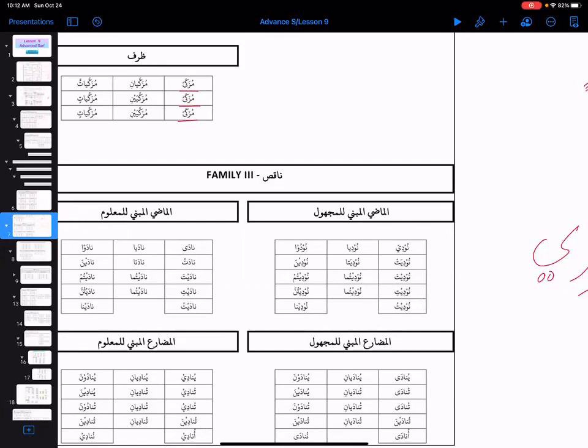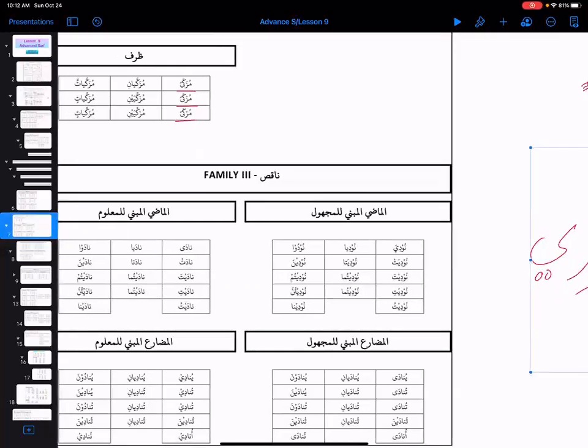Some maf'ul will be munadan, and some fa'il is munadin. So nadi plus nadi: munadin is basically the fa'il, and munadan is the maf'ul. And the zarf would be the same, munadan, right? Munadan, yes. And nadi and la tunadi.